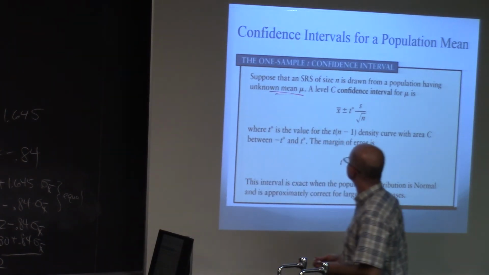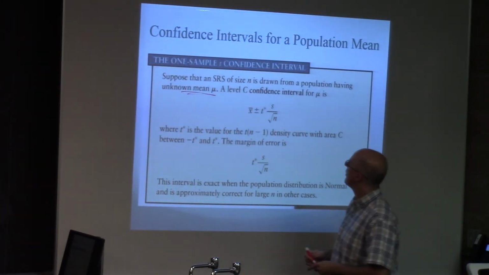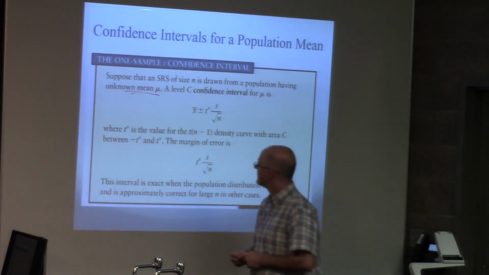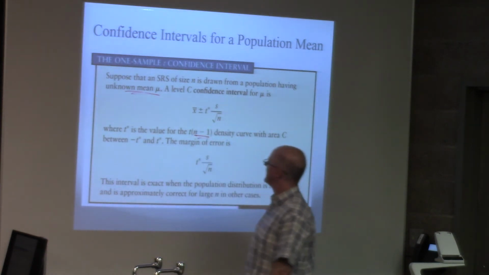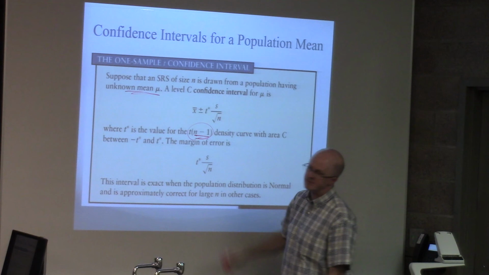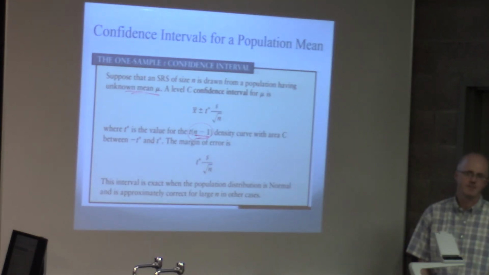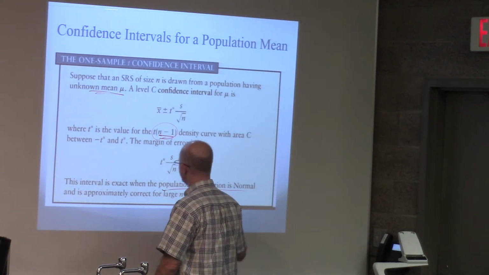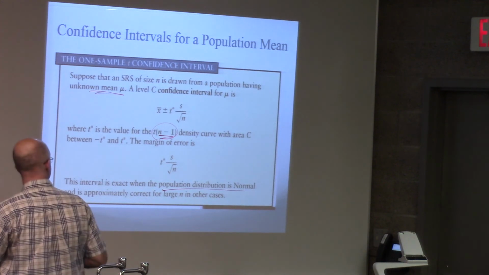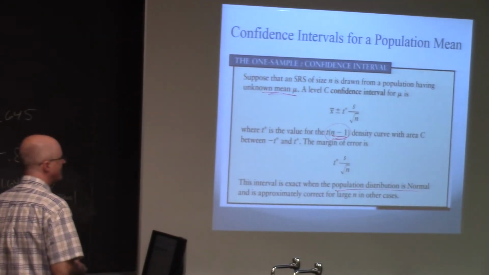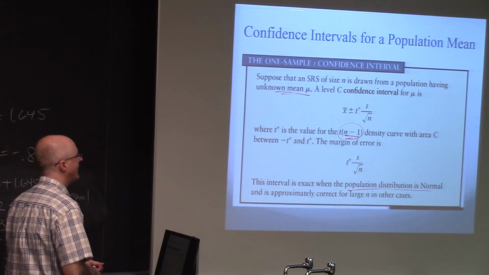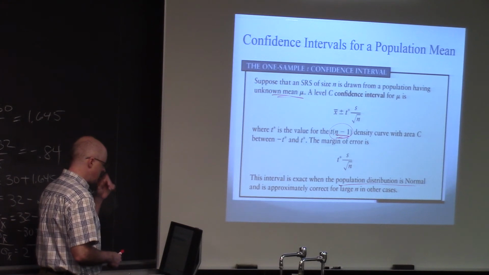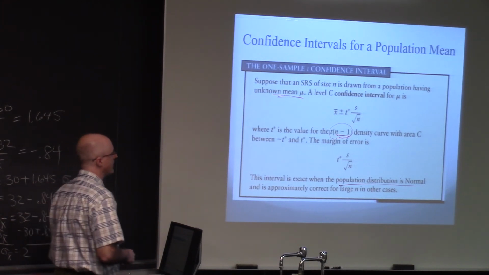Mu is unknown, we'd like to estimate it. Sample mean, x bar is your point estimate. Do this plus or minus, you get the confidence interval. And just like before, you use n minus 1 degrees of freedom. This notation here just means the t distribution with n minus 1 degrees of freedom. That's what that means. Intervals are exact if the population distribution is normal, although that really never happens in practice, that it's exactly normal. So it's always just thought of as being approximately true for large n in other cases, and when the distribution of the population is close to normal, it certainly should be very close to accurate.